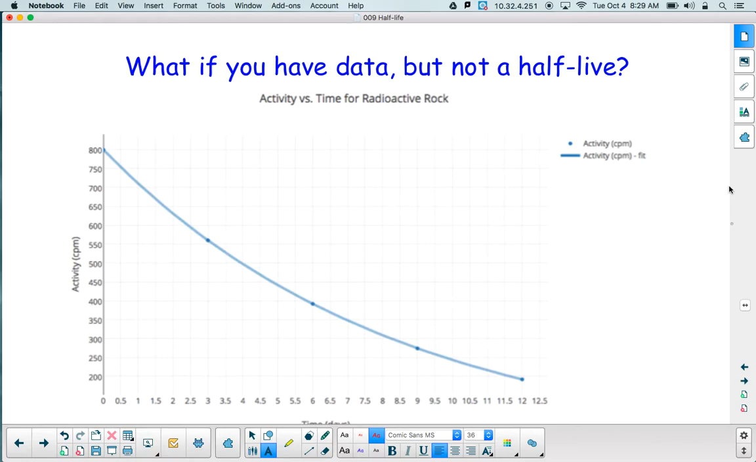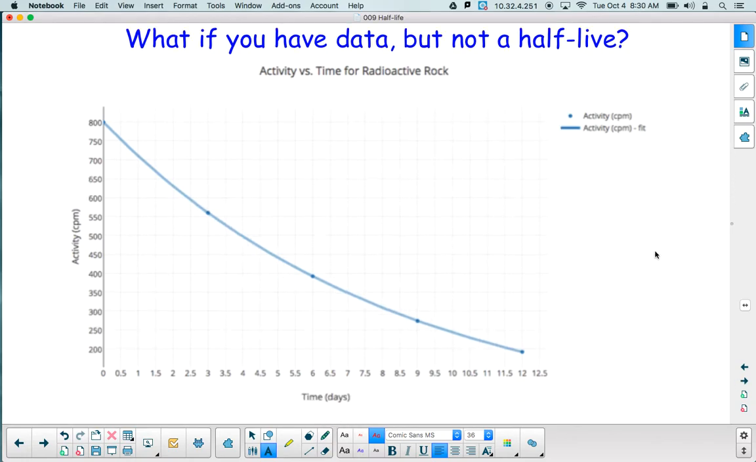For example, let's say you have a radioactive rock, and the only thing you can measure about your radioactive rock is the activity of that rock in counts per minute. These are the little beeps that come out of the radiation monitor. And so over a period of days, you monitor the activity or the radiation coming from the rock. And at day 0, your rock has an activity of 800 counts per minute. And then here's our 3rd day, and our 6th day, and our 9th day, and our 12th day.